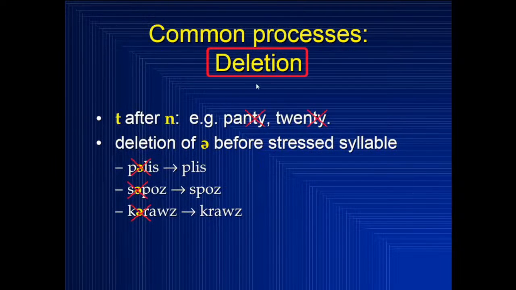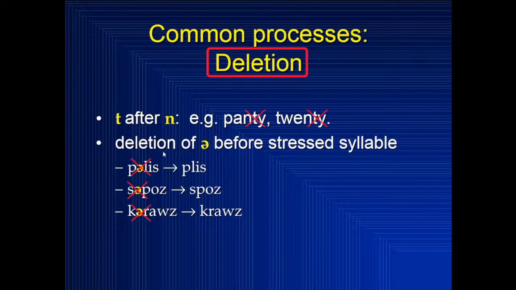Okay. Now, common processes still, we are dealing with another one that we call deletion here. Of course, deletion is the noun which is derived from the verb to delete, to omit. So, t after n, for example, panty. The way it is written, it's panty. But normally, the way native speakers pronounce it, not panty, but panny. So twenty, as it is written, normally is pronounced in rapid colloquial speech not twenty, but twenny.